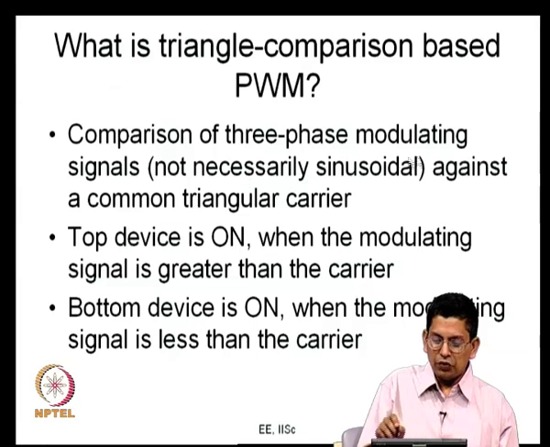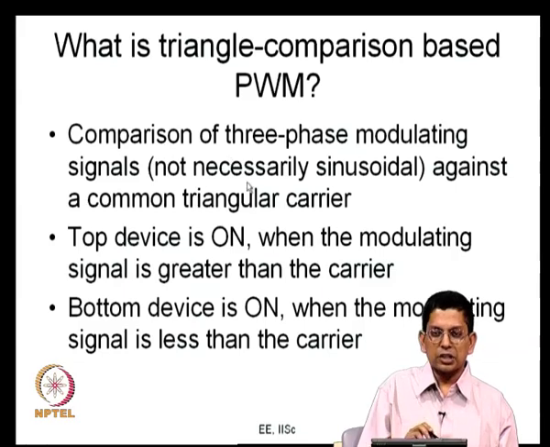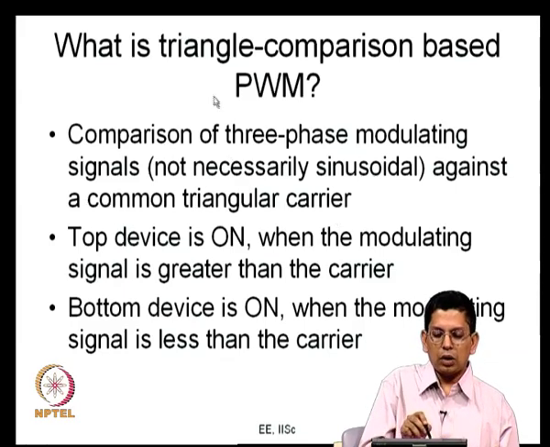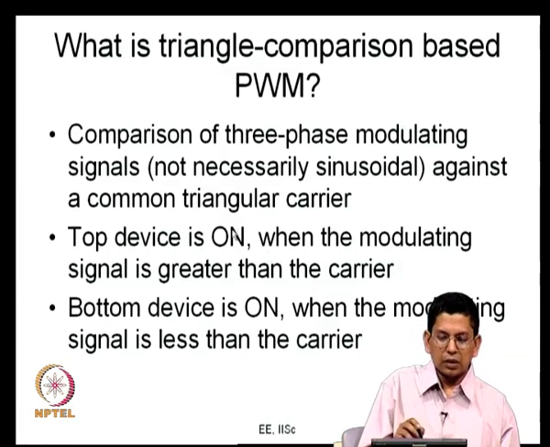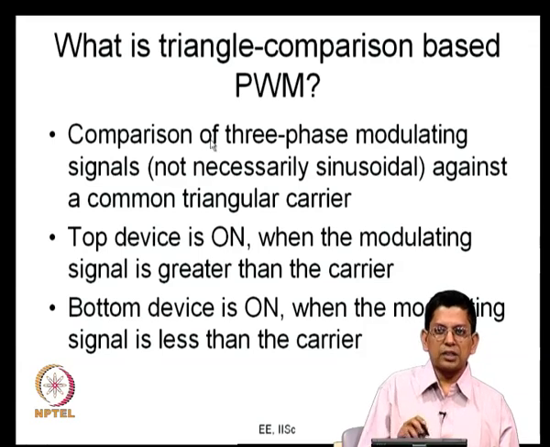You have 3 phase modulating signals, each of them corresponding to each phase, and you compare these against a common triangular carrier. This is what you do in triangle comparison based PWM. The triangle comparison gets its name from the carrier being triangular, and the modulating signals are compared against a triangular carrier.